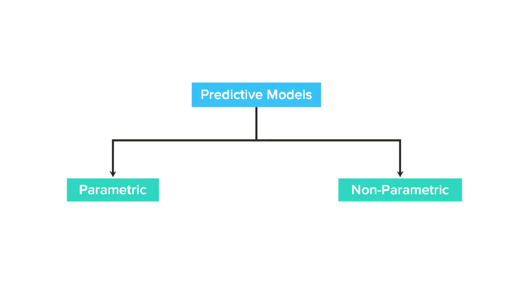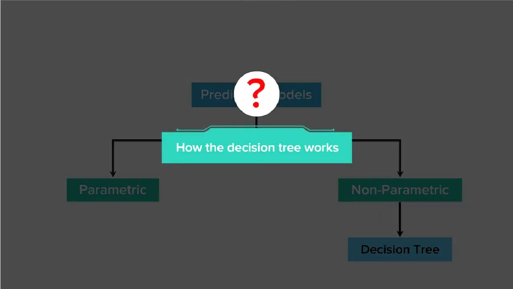In this video, we have learned about parametric and non-parametric models. We have also learned that the decision tree belongs to the non-parametric models, and thus in decision trees, we do not assume any set of parameters. In the next video, we will have a look at how the decision tree works.